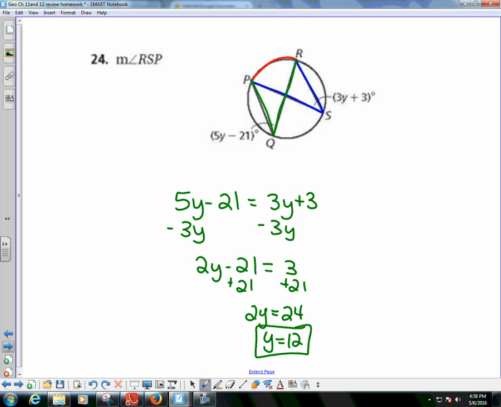Does it ask me what y equals? Nope. It wants to know what the measure of angle RSP is. RSP is 3 times y, which we've just determined y is 12, plus 3. 3 times 12 is 36. 36 plus 3 is 39, and that is a degree. So the measure of angle RSP is 39 degrees.